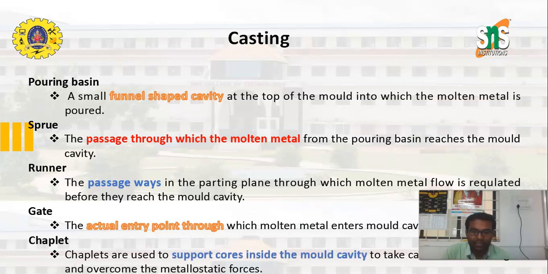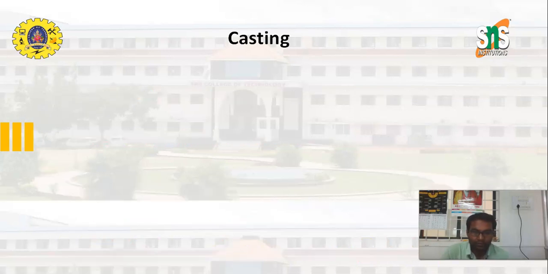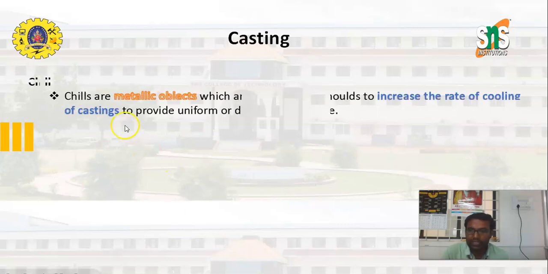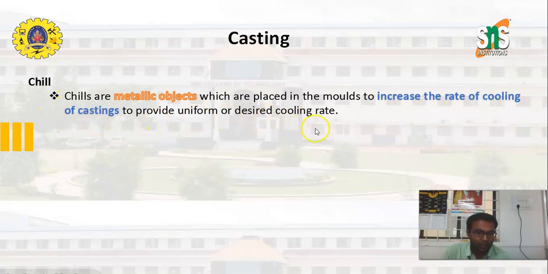And the next part is the chaplet. Chaplets are used to support the core inside the mold cavity to take care of its own weight and overcome the metallostatic forces. Next part is the chill. As the name suggests, chills are metallic objects which are placed in the molds to increase the rate of cooling of castings to provide a uniform or desired cooling rate.